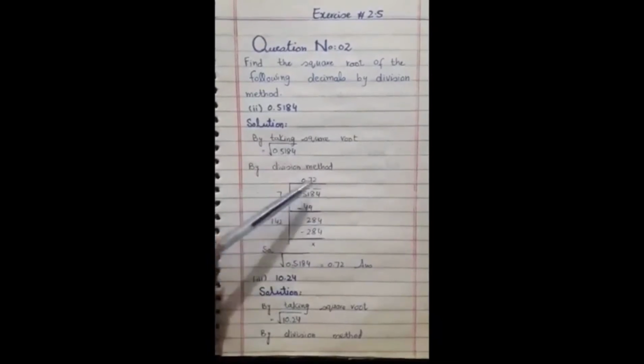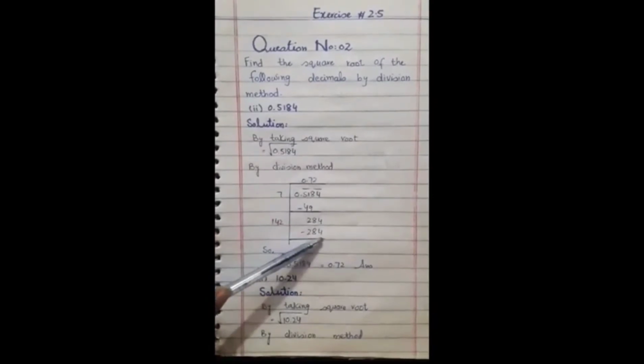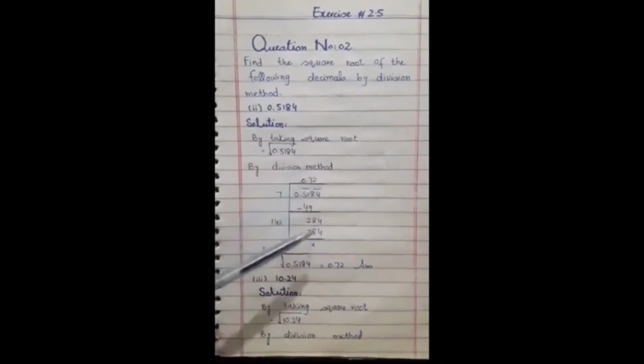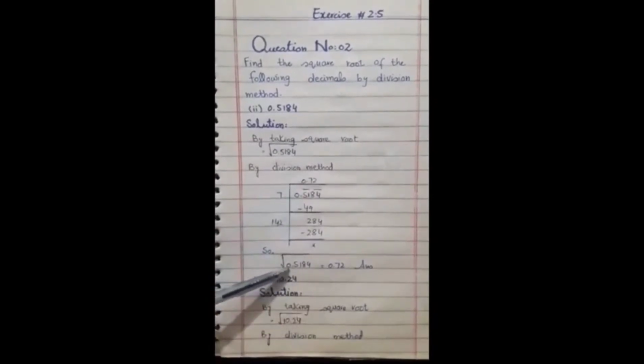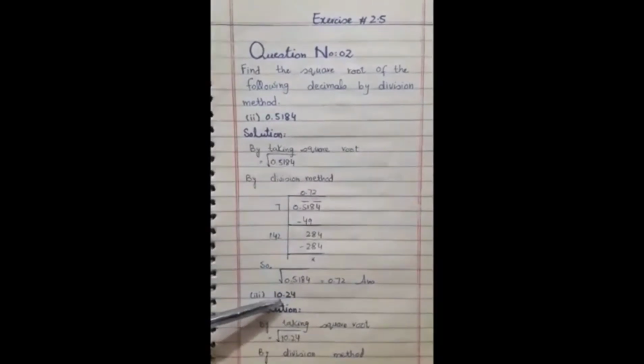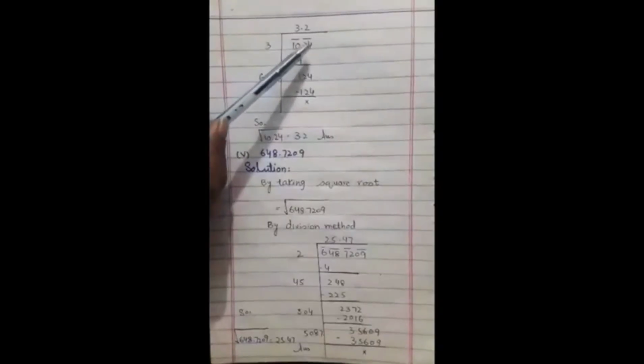So 142 multiplied by 2 equals 284, and 0.72 is the square root of 0.5184. The next question is 10.24. So by taking the square root and then according to the division method, firstly we make pairs. There are two pairs, and then we take a value as well as quotient and divisor.